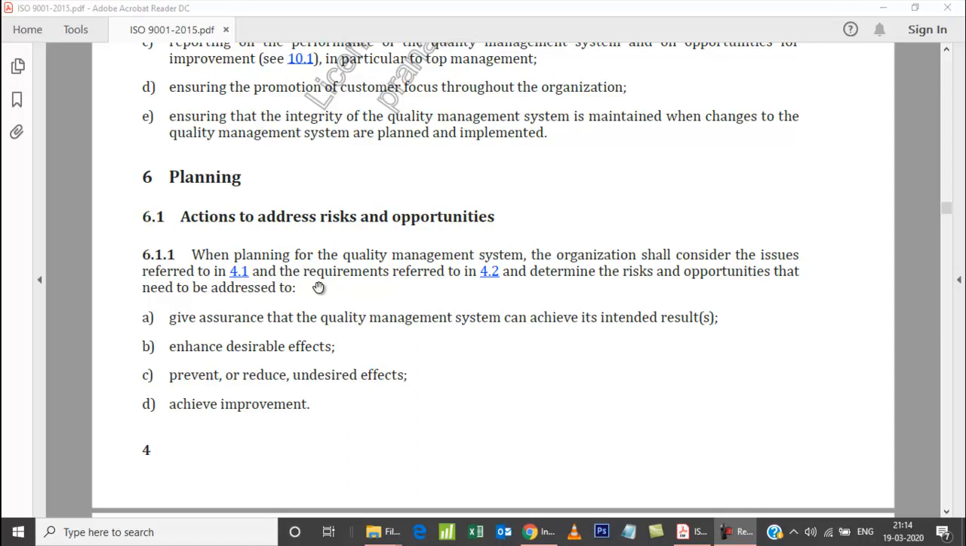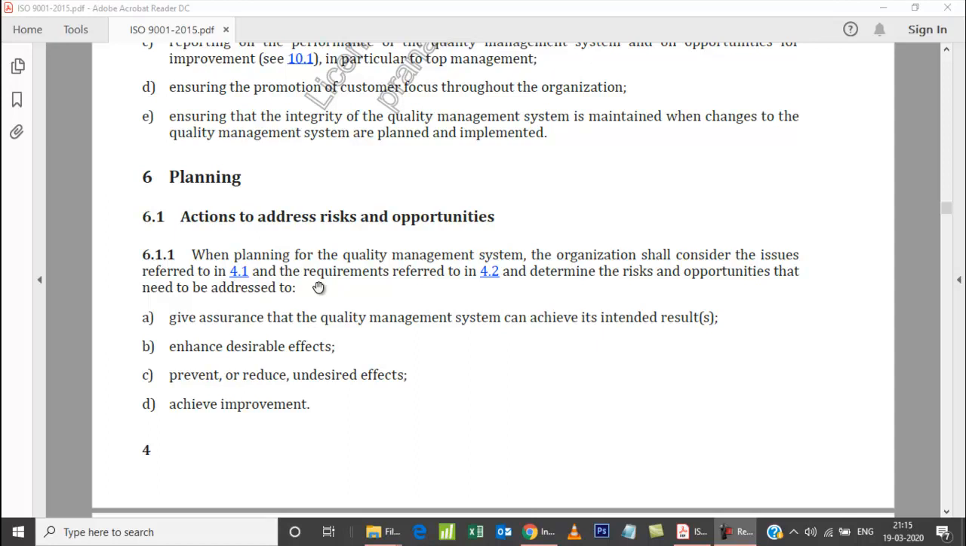Let's say, for instance, there is an external issue that the law of the land could end up impacting the margin or revenue of an organization. It is asking you to determine the risks and opportunities that such issues pose to the quality management system, and you must build plans accordingly.